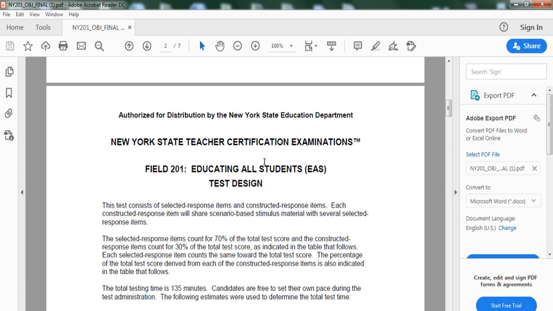So the test consists of multiple response questions, multiple choice, and constructive response as well. So they're mixed and matched. The constructive response is 30%, meaning the essays, to put it in easier terms, are going to be 30%, compared to the multiple choice, which is 70%. Now, keep this in mind. If you do well on the multiple choice part, you get 70%, that's a passing right there. So even though you don't do well in the essay part, if you did well in the multiple choice part, you should be passing the EAS exam.